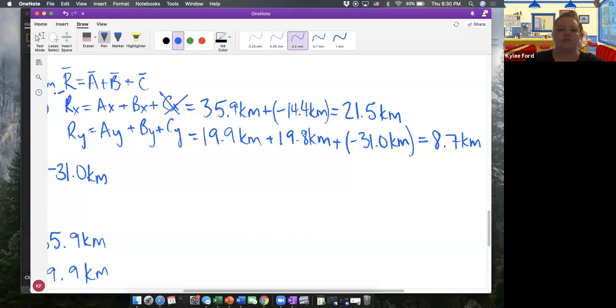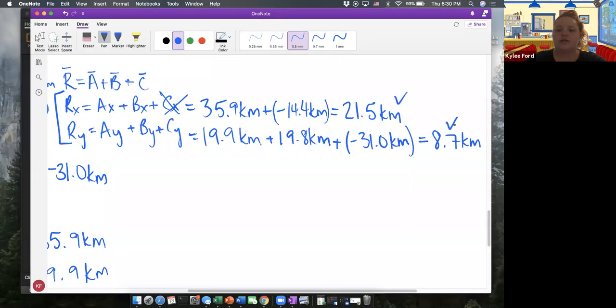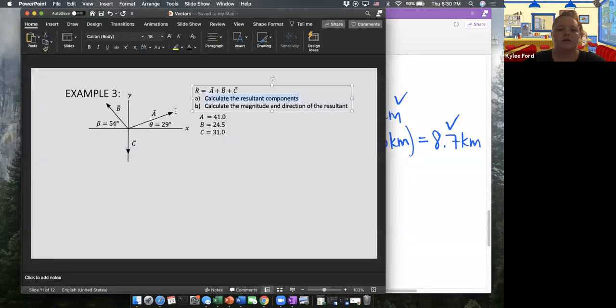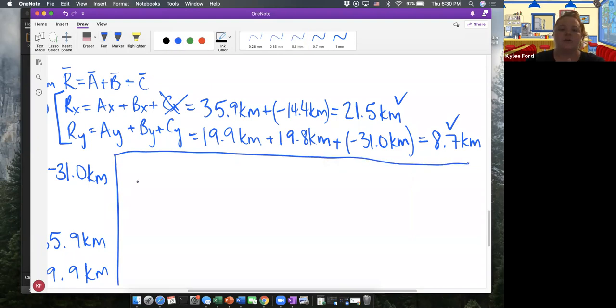Okay, so these are our components, and we want to make sure that we are answering the questions. So what is it asking first? First, it's saying we want to know the resultant components, and that's what we just did. Boom and boom. Okay. Second question, calculate the magnitude and the direction of the resultant. Okay, so this is where it might get a little bit more tricky. Okay, so our first thing is going to be calculating our magnitude.